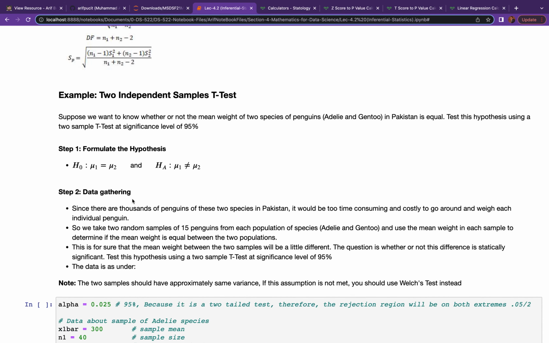example for better understanding. So suppose that we want to know whether or not the mean weight of two species of penguins. Let's suppose this time we have decided to compare two species of penguins, Adelie and Gentoo in Pakistan. And let's suppose that we say that the mean weight of Adelie penguins and the Gentoo penguins are equal. And we need to test this hypothesis using the two sample t-test at significance level of 95%. So naturally the null hypothesis is the status quo, that is their mean weights are equal, and the alternative hypothesis that their mean weights are not equal. This is the research hypothesis.